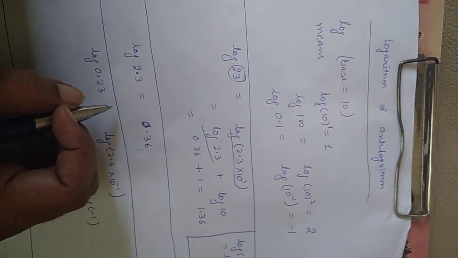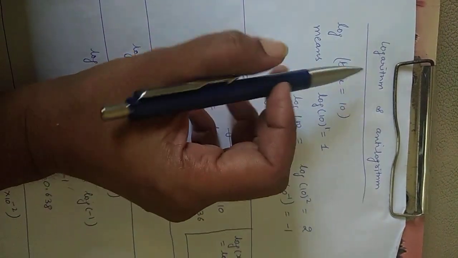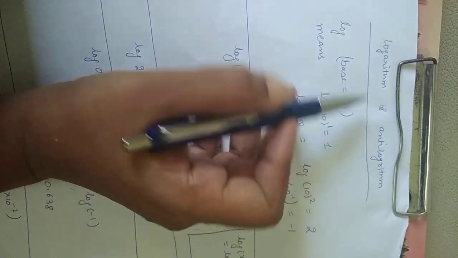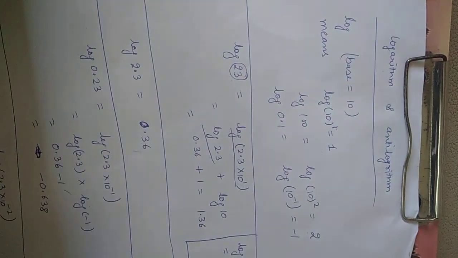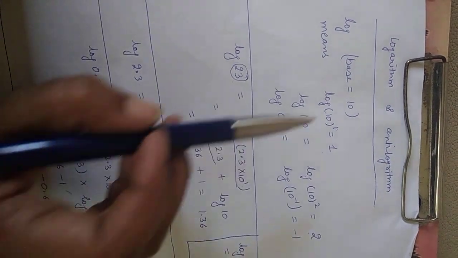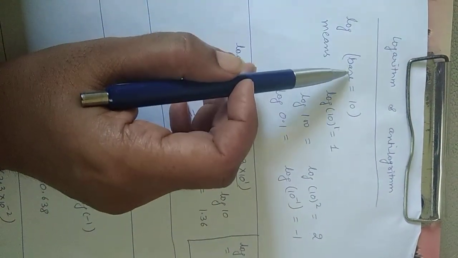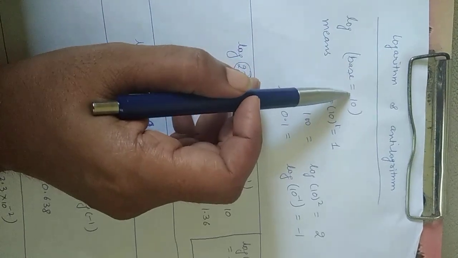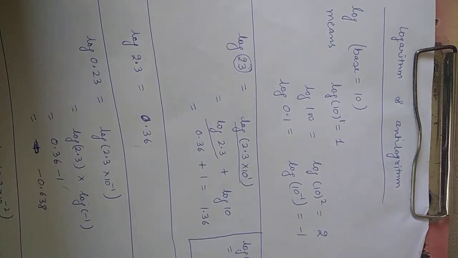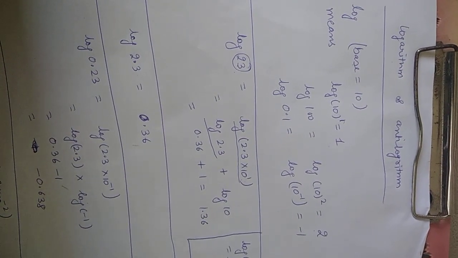Hi guys, in this video we are going to learn about logarithms and anti-logarithms, since many kids are having problems learning logarithms. So the first thing about log is that the log base is always 10, meaning we are converting every number into 10 raised to the power.